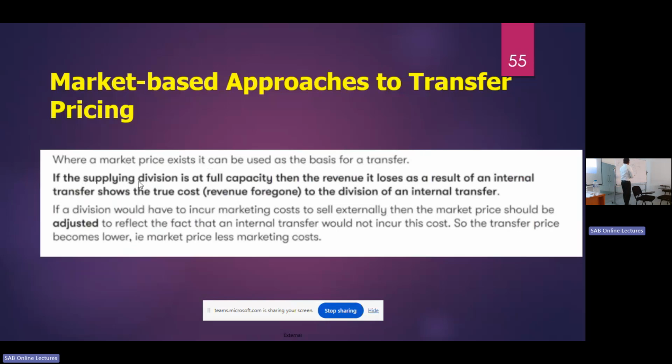And they have the full demand. Whatever the number of units you produce, you can sell to the external division.